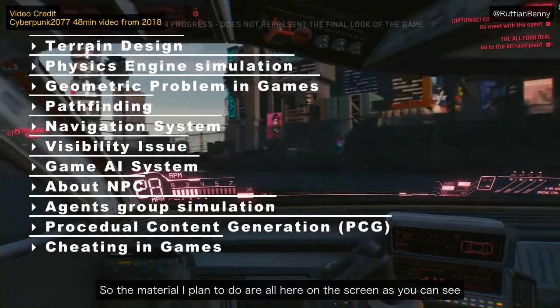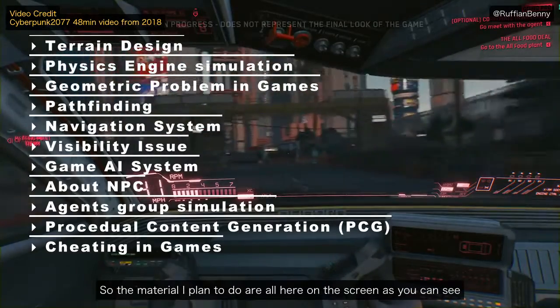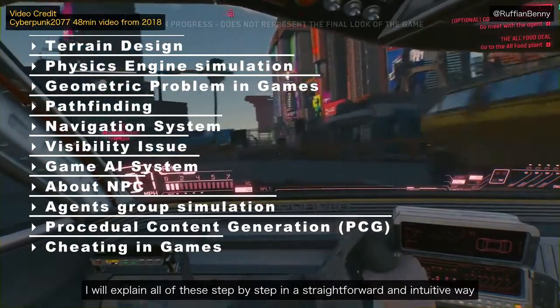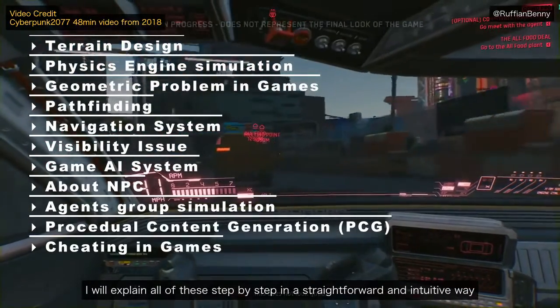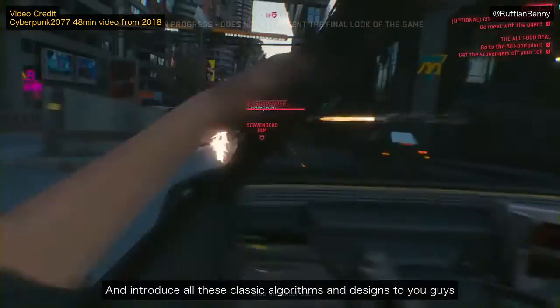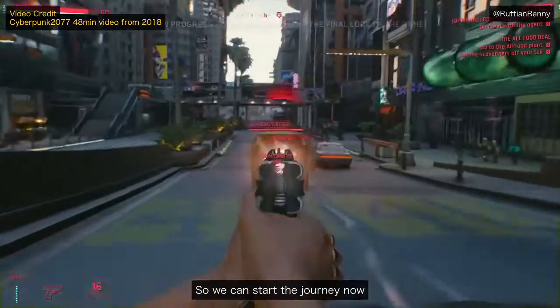So the material I plan to cover is all here on the screen, as you can see. Don't be scared by all the terminology if you don't understand many of them. I will explain all of these step by step in a quite straightforward and intuitive way, and introduce all these classic algorithms and designs to you guys. So we can start the journey now.